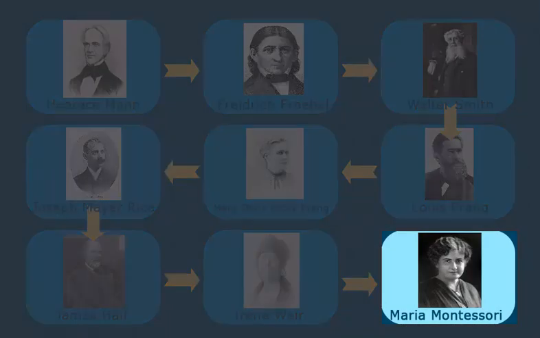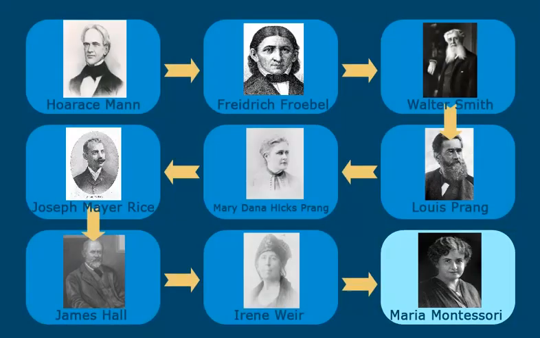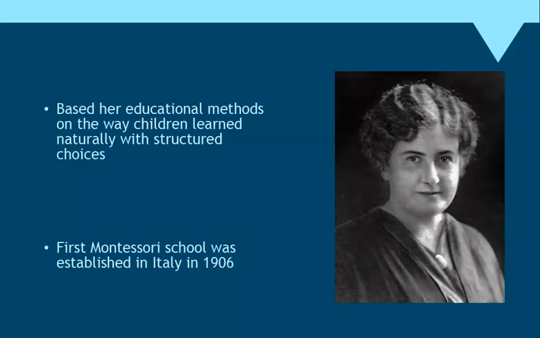Maria Montessori. Maria Montessori was an Italian educator who believed that freedom should be developed through choices made among structured learning activities. She based her methods on the way children learned naturally. The first Montessori school was established in Italy in 1906.